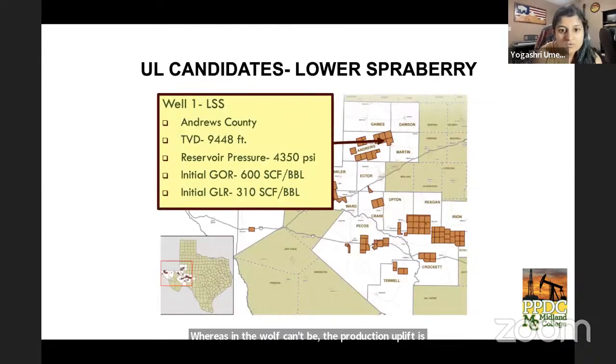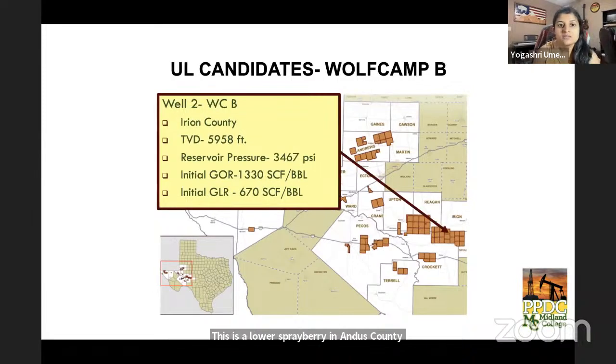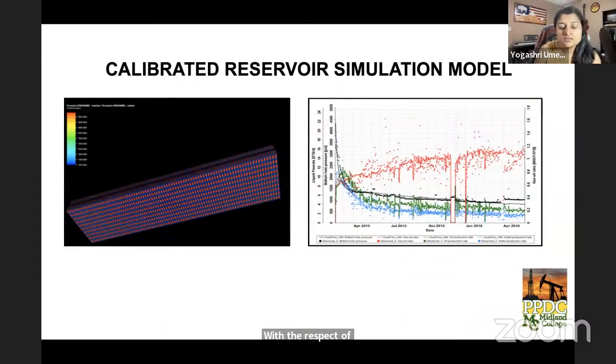This is the same view of looking at the well candidates and their respective reservoir pressure and parameters. This is a Lower Sprayberry well in Andrews County, and this is another, a Wolfcamp B well in Irion County, with their respective reservoir pressure and parameters. This is a snapshot of some of the reservoir modeling that we did, where we calibrated numerical models, and the simulation model shows the history match that was also done. It was a good history match of oil, water, gas, and pressure.